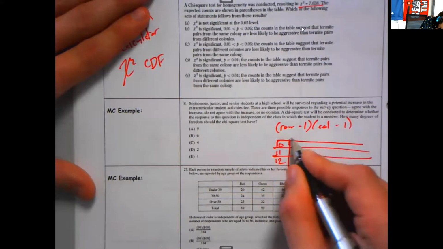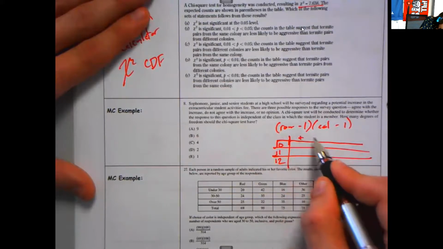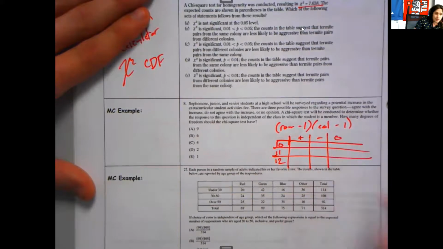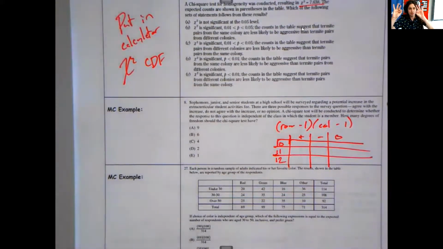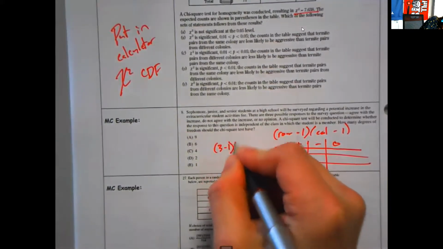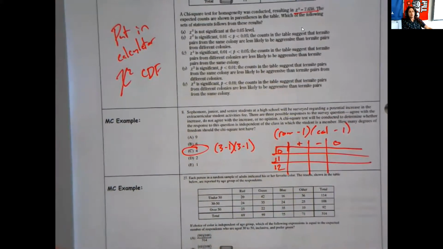What are our answer options? We've got 3 answer options. We've got agree, do not agree, or no opinion. So we've got 3 rows and 3 columns. 3 minus 1 times 3 minus 1 is 2 times 2, answer 4 degrees of freedom.